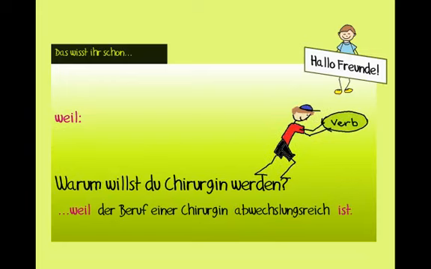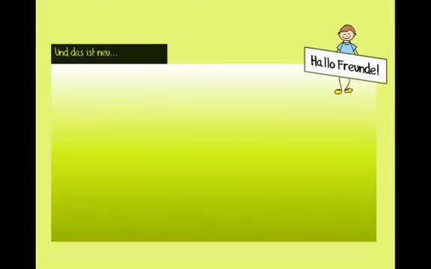Warum willst du Chirurgin werden? Ich will Chirurgin werden, weil der Beruf einer Chirurgin abwechslungsreich ist. Did you remember what had to happen with the conjugated verb in the weil or dependent clause? Let's take a look at our new topic. Das ist neu.